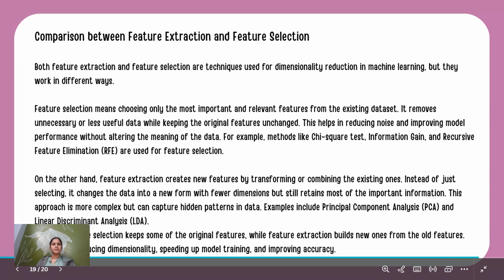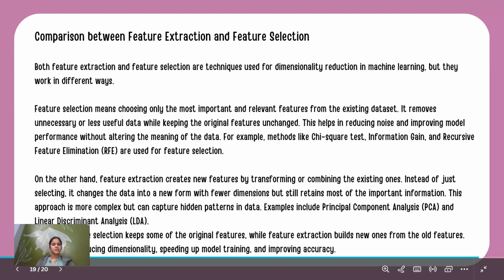Now, comparison between feature extraction and feature selection. Both feature extraction and feature selection are techniques used for dimensionality reduction in machine learning, but they work in different ways. Feature selection means choosing only the most important and relevant features from the existing dataset. It removes unnecessary and less useful data while keeping the original features unchanged. This helps in reducing noise and improving model performance without altering the meaning of data. For example, methods like chi-square test, information gain, and recursive feature elimination are used for feature selection.